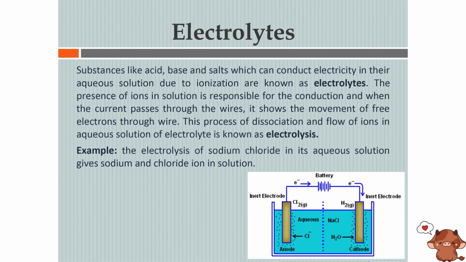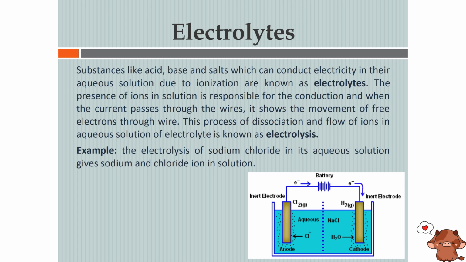Substances like acids, bases, and salts, which can conduct electricity in their aqueous solution due to ionization, are known as electrolytes. The presence of ions in the solution is responsible for conduction. When current passes through wires, it shows the movement of free electrons. This process of dissociation and flow of ions in the aqueous solution of an electrolyte is known as electrolysis. For example, the electrolysis of sodium chloride in its aqueous solution gives sodium and chloride ions in the solution.